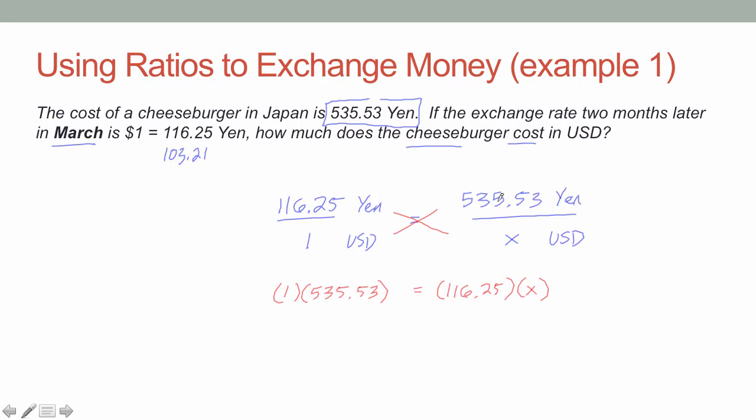So there we go. Set up my ratio problem. We cross multiplied to get the similar equation just with multiplication. To solve it, I'm going to divide both sides by 116.25. And now let's see what we get when I divide by my new amount. So 535.53 divided by 116.25. And this time I get $4.61.